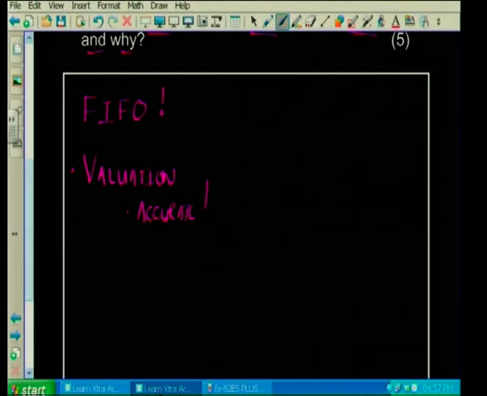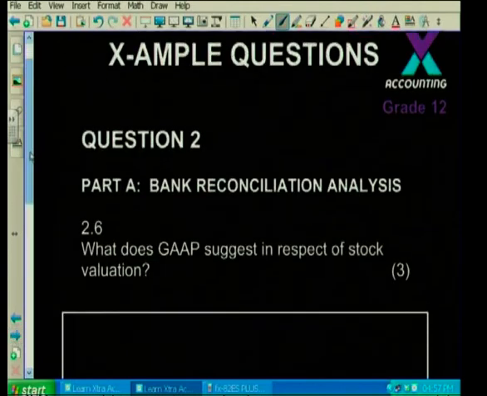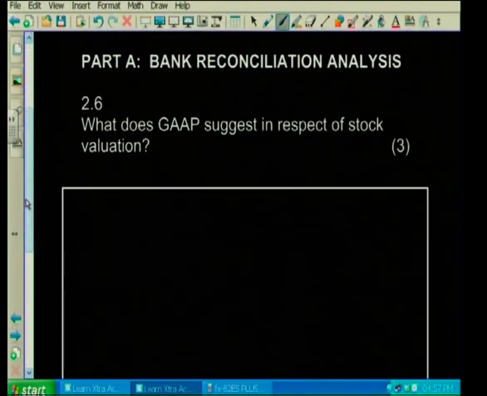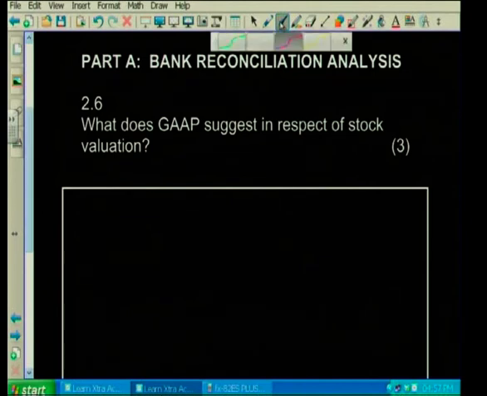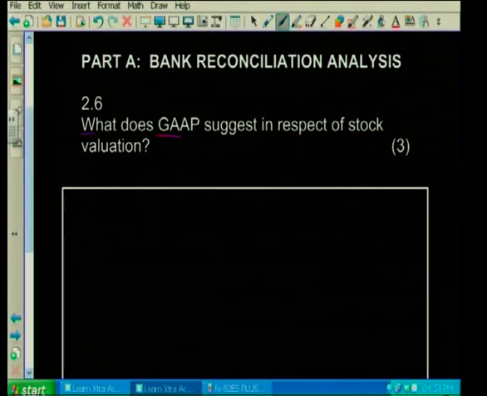Finally, the last question that we come to says here, what does GAAP suggest in respect of stock valuation? GAAP, standing for Generally Accepted Accounting Practice. How should your stock be valued? Okay, keep this in the back of your minds. Use this in the exams.